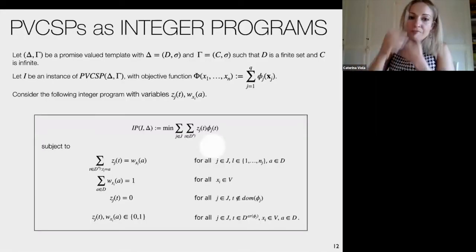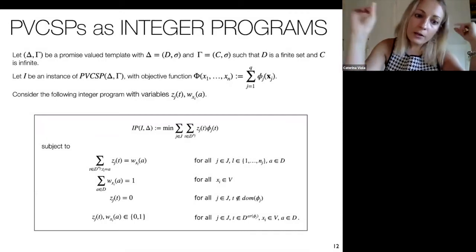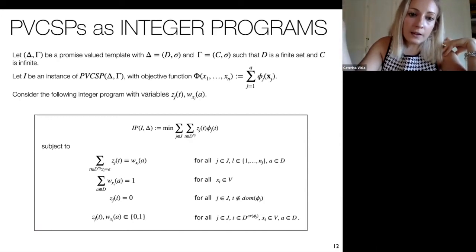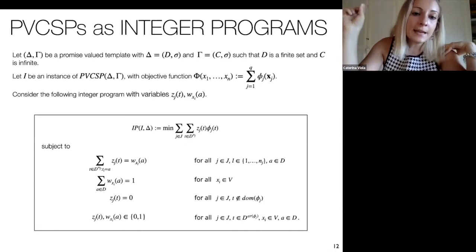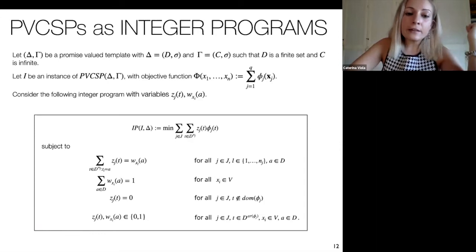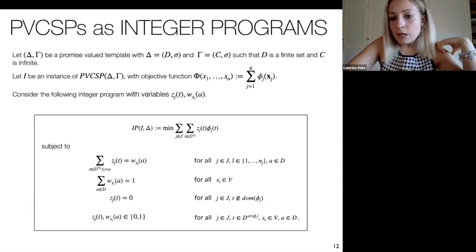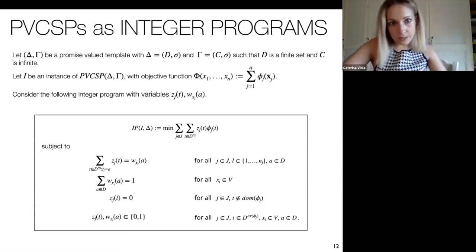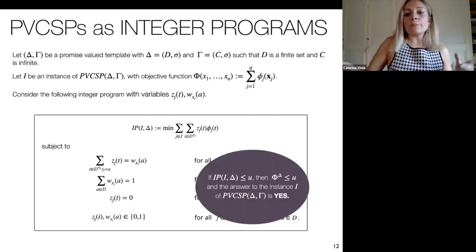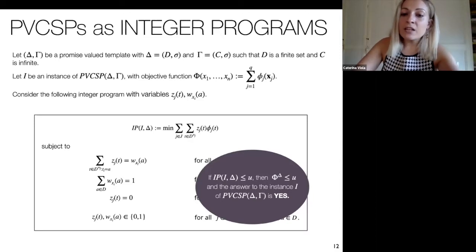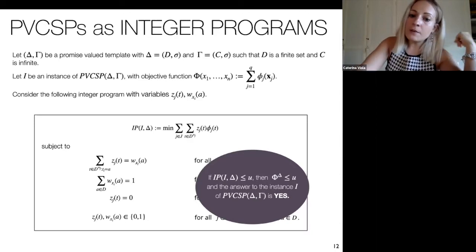Then the second row of this program says that every variable has to be assigned to exactly one element from the domain. The first row expresses the marginality relation that has to hold between the Zs and the Ws. And finally, we require that z_{j,t} is 0 whenever t is not in the domain of phi_j, meaning that phi_j of t is equal to plus infinity. Okay, so it is easy to observe that if the optimal value of this integer program is at most u, then capital phi is at most u in delta, and the answer to the instance I of PVCSP(delta, gamma) is yes.